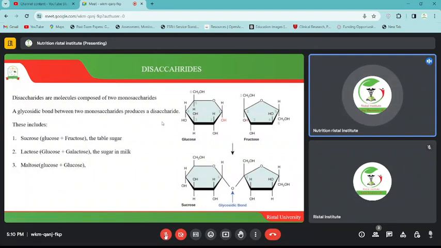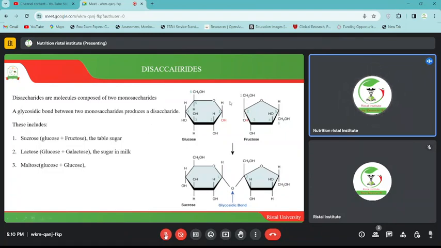Then going forward into the next classification of carbohydrates, is disaccharides. Disaccharides are molecules composed of 2 monosaccharide units. Just like you've seen on the right side here, we have a glucose molecule that is combining together with fructose to give us the sucrose molecule. And they're bonded together by what you call a glycosidic bond. This reaction is a condensation reaction, and it releases water molecules.